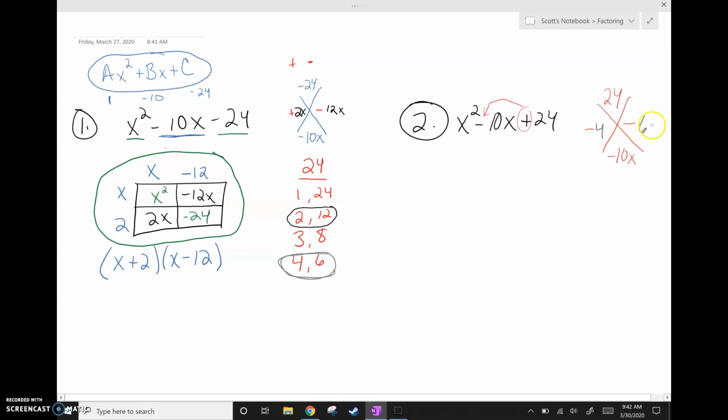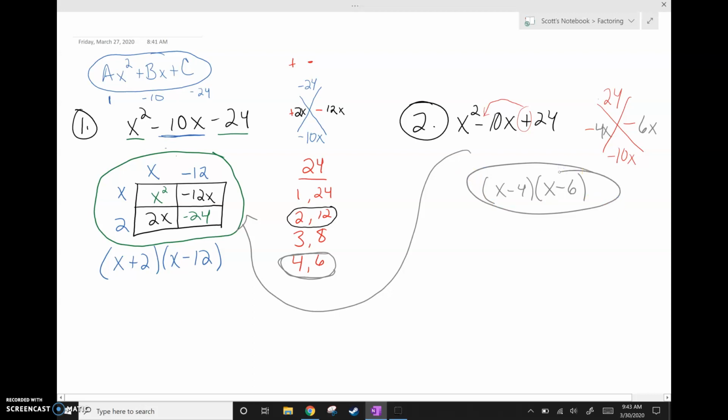It's important that we know the difference between the left one and the right one. If I were to use 4 and 6 over on number 1, 4 minus 6 would not give me a negative 10, and 6 minus 4 would not either. So these signs are pretty important. Now I can just go down through and take the shortcut. If you are more comfortable doing it this way, you can do it that way. If you want to take these numbers and throw them into some parentheses, you can also do that. x minus 4, x minus 6 would be your factored form. And that's it.